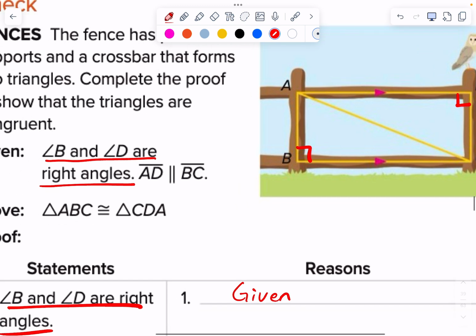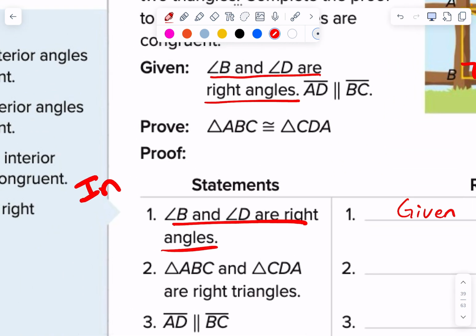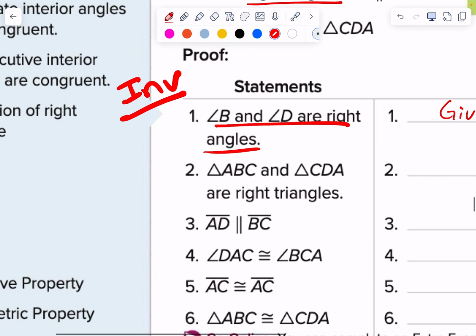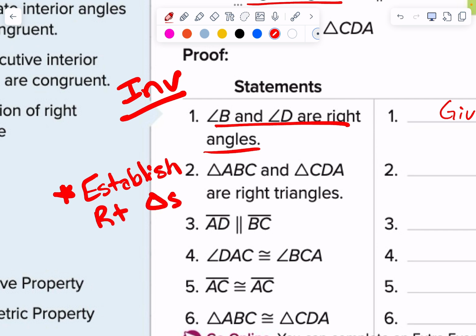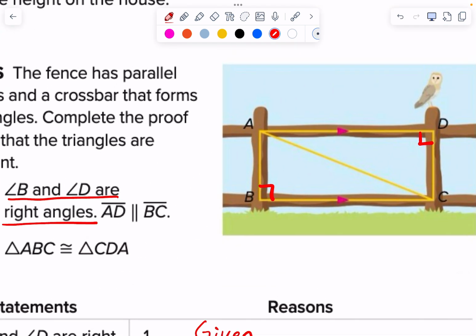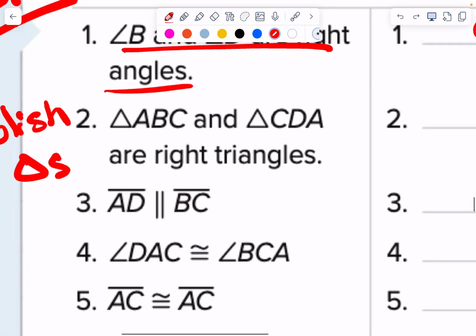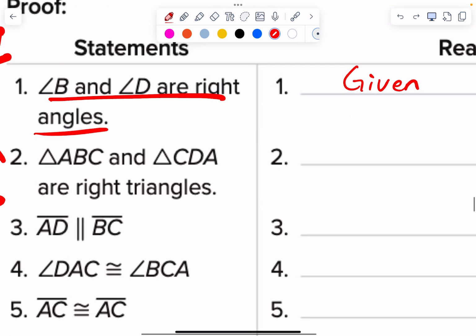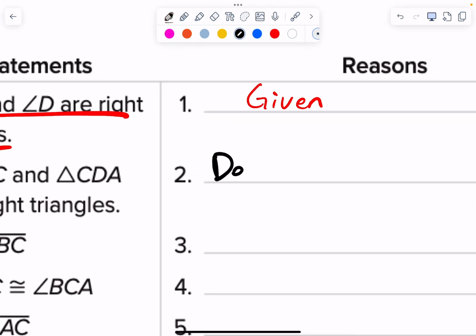Now, as a part of our inventory, we only have to do two things, like a hypotenuse leg, a hypotenuse angle, all of those things, right? But first, we have one step, and that is to establish right triangles. So, because angle B and angle D are right angles, that means that these are right triangles, true? If angle B and angle D are right angles, then those two things are right triangles. How do I know that? Definition of right triangle.